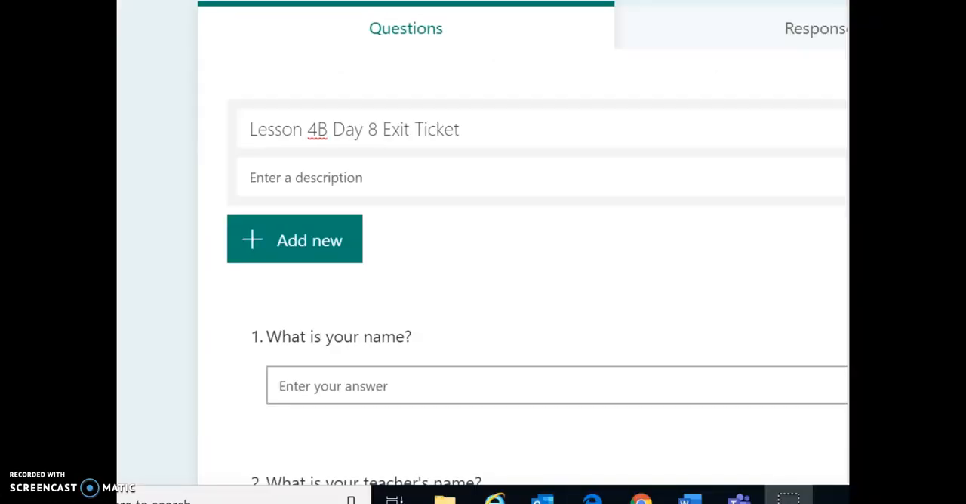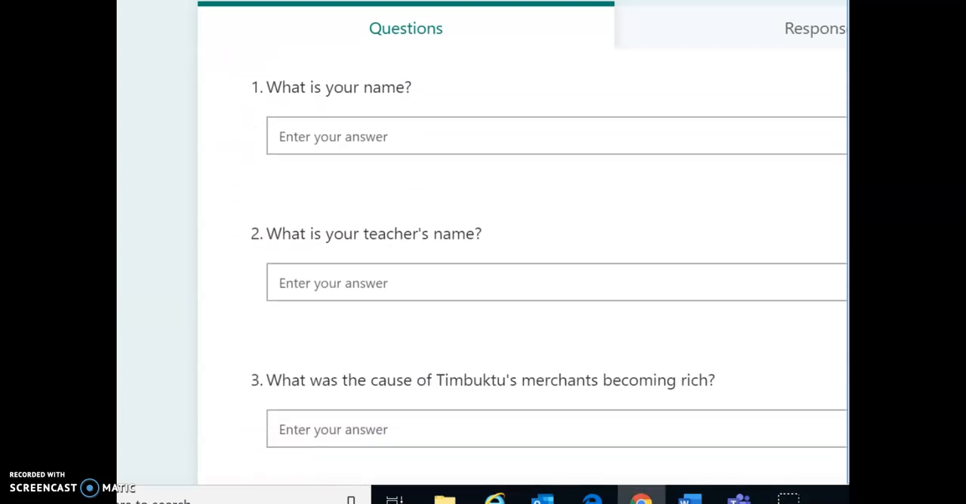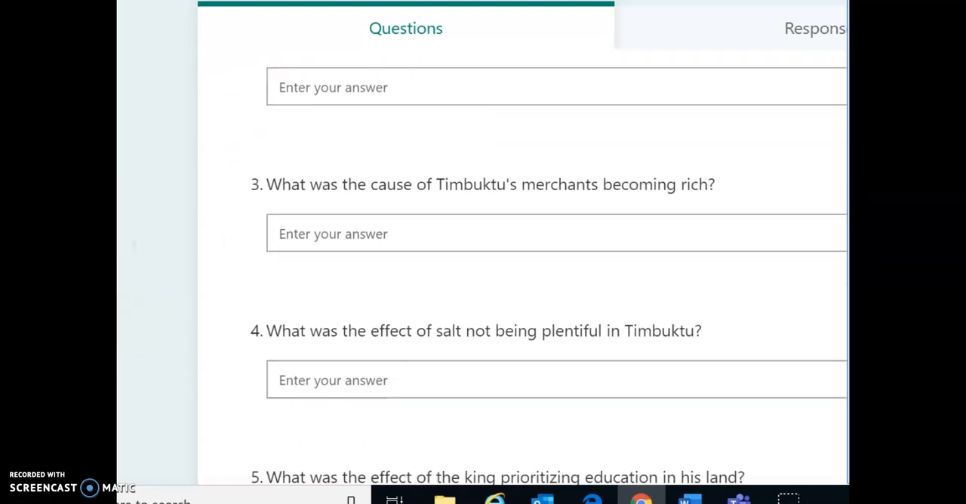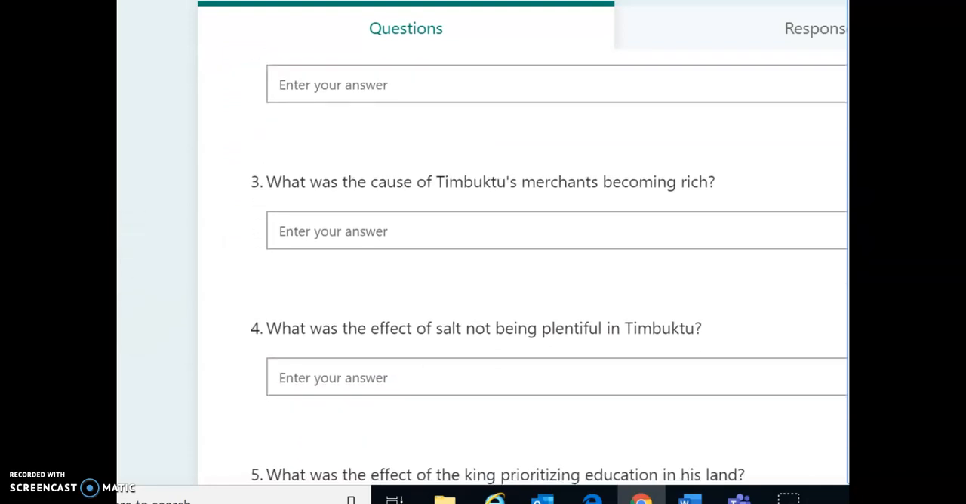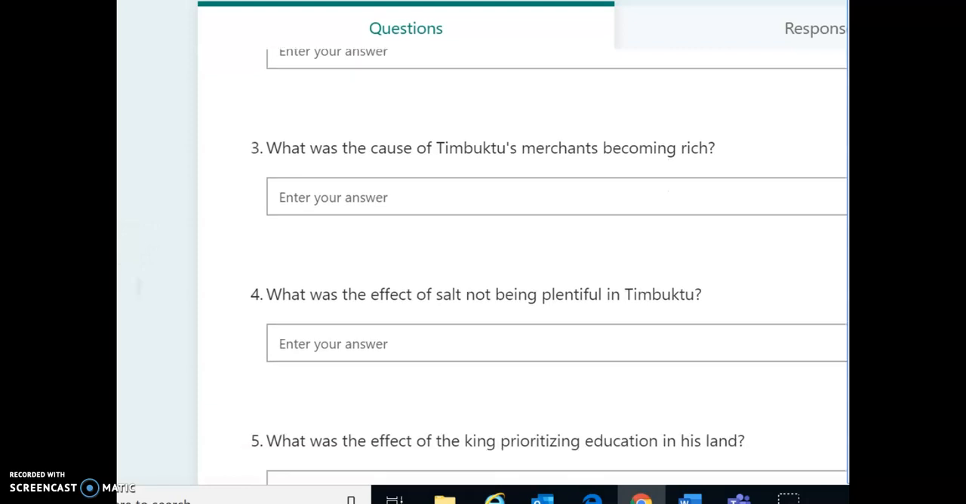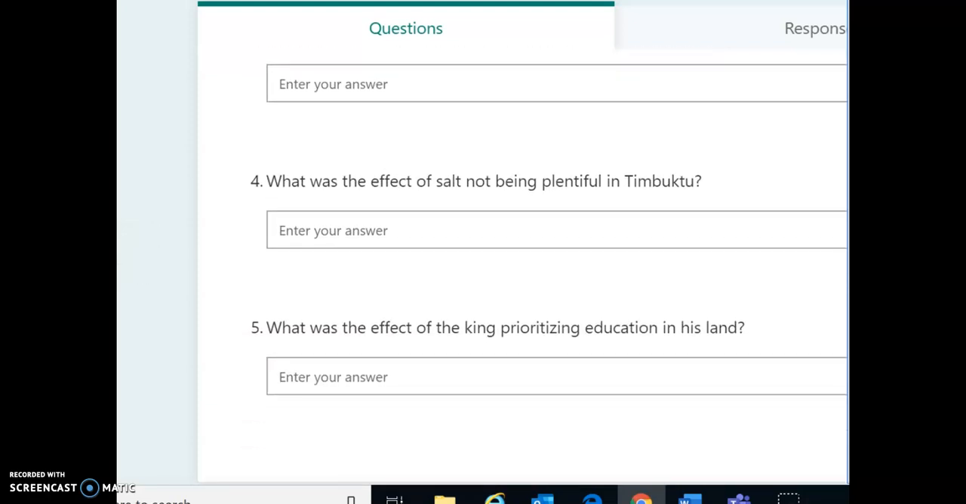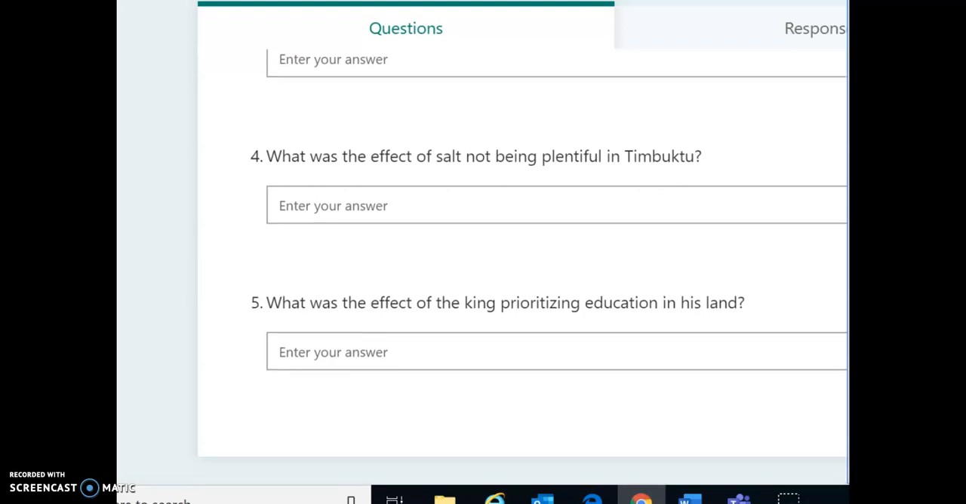Okay, so for today's exit ticket, it is entitled Lesson 4B, Day 8 Exit Ticket. You're going to put your full name and your teacher's name. Number 1 was, what was the cause of Timbuktu's merchants becoming rich? Number 4, what was the effect of salt not being plentiful in Timbuktu? And number 5, what was the effect of the king prioritizing education in his land? So after you have completed answering those questions, make sure you turn it in, and your appropriate teacher will get it.